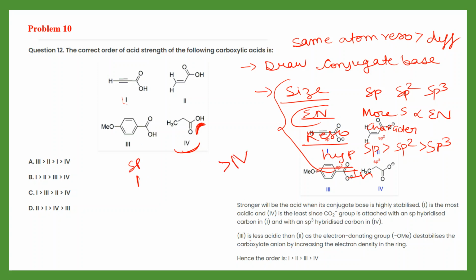Among 2 and 3, it is saying third is less acidic, as an electron donating group destabilizes the carboxylate anion. You should know that OMe is which group? Plus M group. Why? Because it can donate its electron density inside the ring. If it is donating electron density inside the ring, it will decrease the electrophilicity of this carbon and hence stability will be less. So among these two options, this is more acidic. So the order will be 1, 2, 3, 4. Is there any doubt?